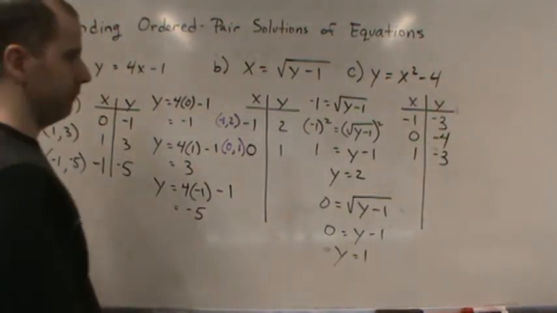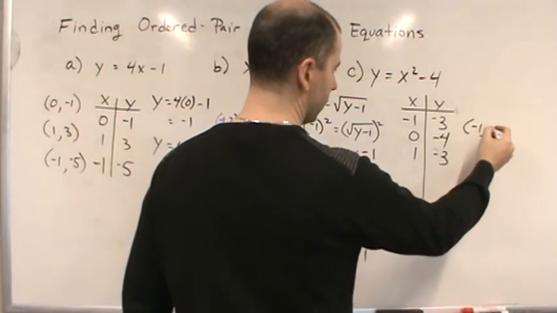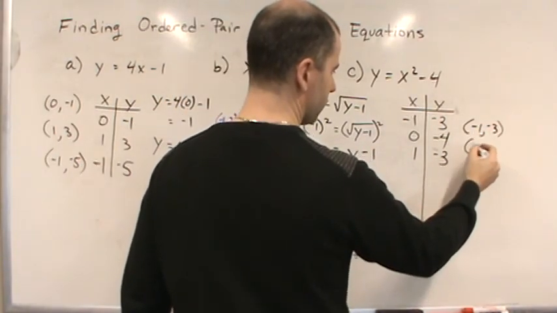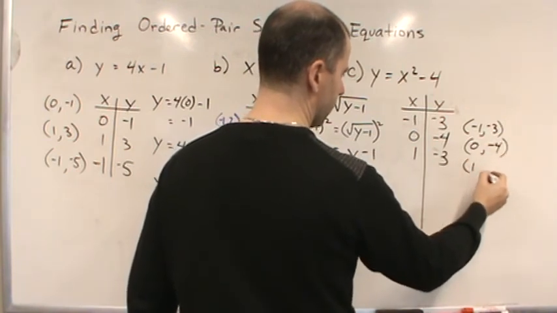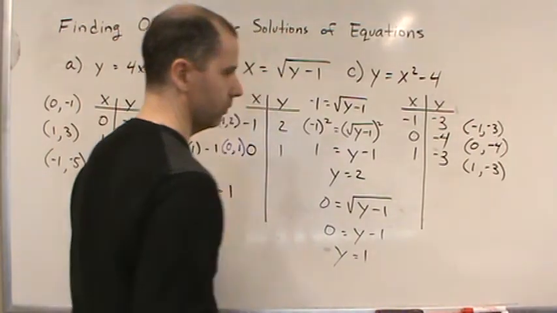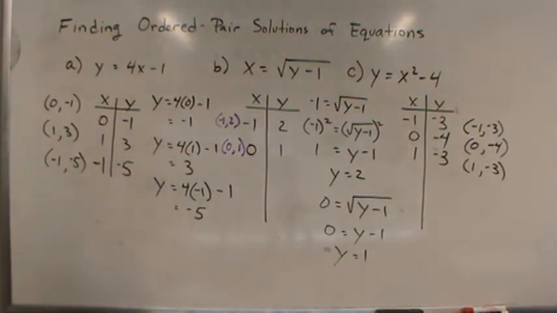And so here I've got three solutions. And so one solution is negative 1 comma negative 3. Another solution is 0 comma negative 4. And another solution is 1 comma negative 3. And so those are examples of finding ordered pair solutions of equations with two variables. That's it.